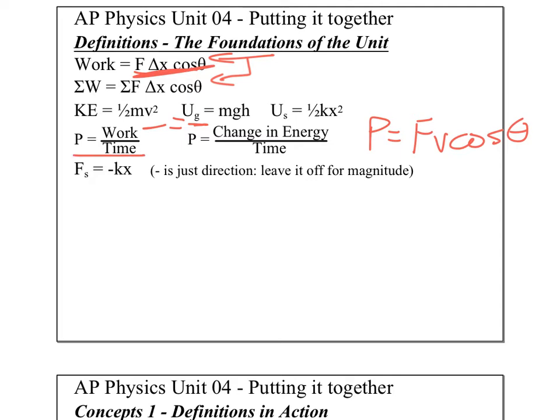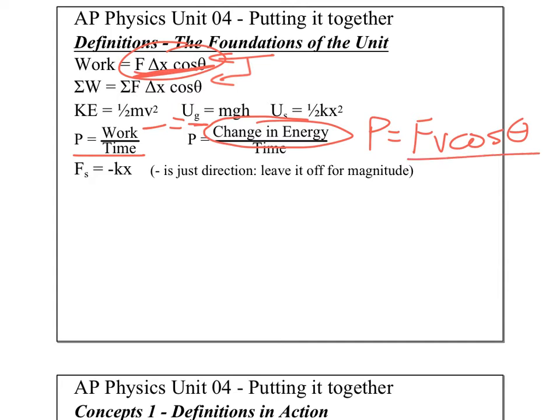When do you use one versus the other? Well, if it's talking to you about a force and distance, I might go ahead and use F delta x cosine theta over time. But if it's talking about a change in speed or a change in height, then it may be easier to calculate a change in energy, if I'm speeding up, if I'm accelerating, or if I'm increasing my height. Then I could use that change in energy over time.